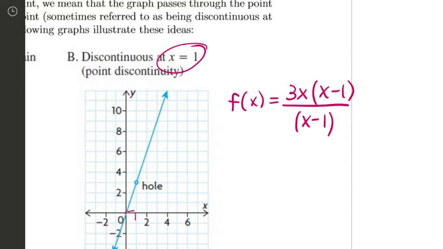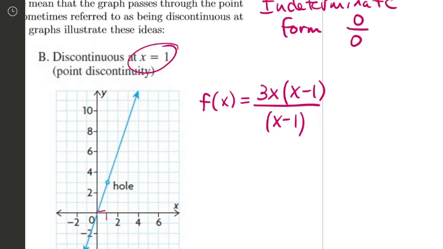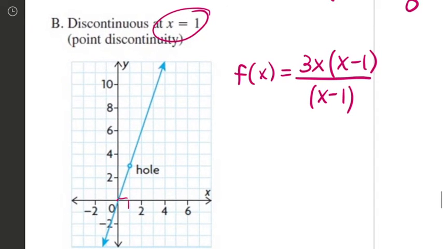For those who don't know where holes come from, I believe you may have studied them in grade 11. Remember, if you had an indeterminate form, a 0 over 0, which is what you have here with x minus 1 over x minus 1, that is what produces holes in our graphs. So you can have a point discontinuity, which is a hole such as this.